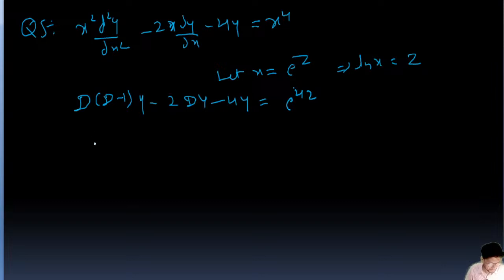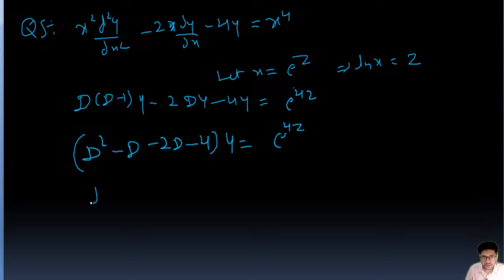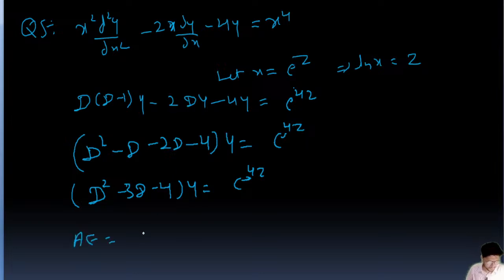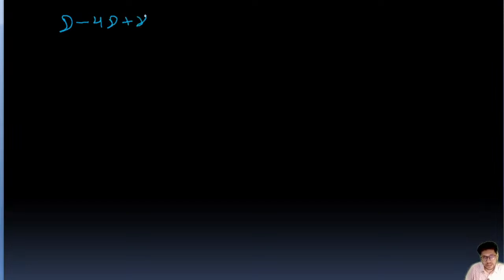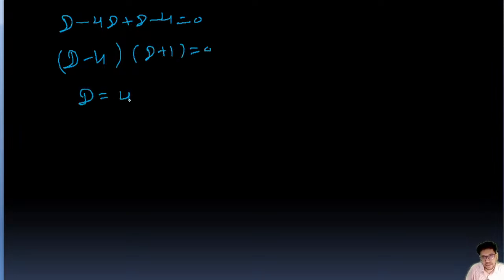Now we'll solve it. This is going to be (D square minus D minus 2D minus 4) y equal to e to the power 4z. So this is (D square minus 3D minus 4) y equal to e to the power 4z. We can see this is a non-homogeneous equation, right? So the auxiliary equation is D square minus 3D minus 4 equal to 0. This means D square minus 4D plus D minus 4 equal to 0, so (D minus 4)(D plus 1) equal to 0. So the values of D are 4, minus 1.